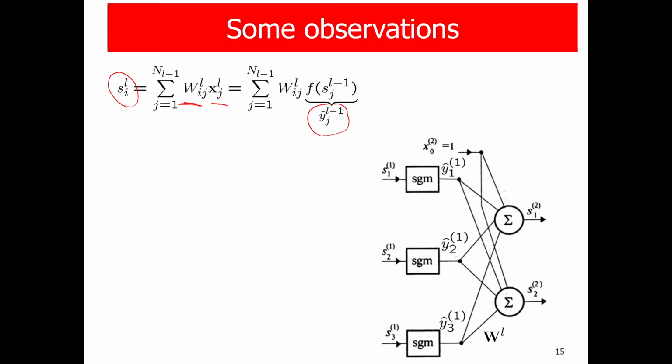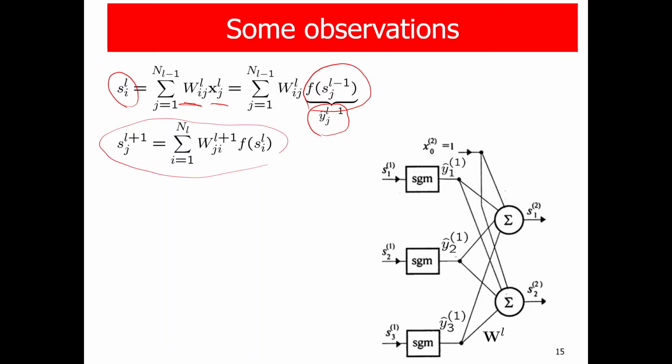Again, by definition, we know that we get ŷ by applying the activation function f on its linearly weighted inputs S_{l-1,j}. If we just use this observation by changing l to l+1, then we get this equation here. I'm visualizing this observation here, showing how we can get S_{2,1} and S_{2,2} from S_{1,1}, S_{1,2}, and S_{1,3}.